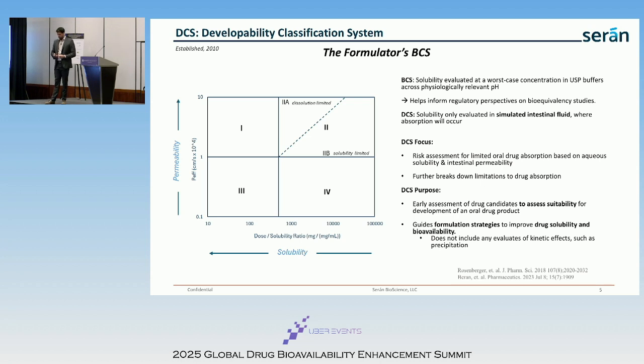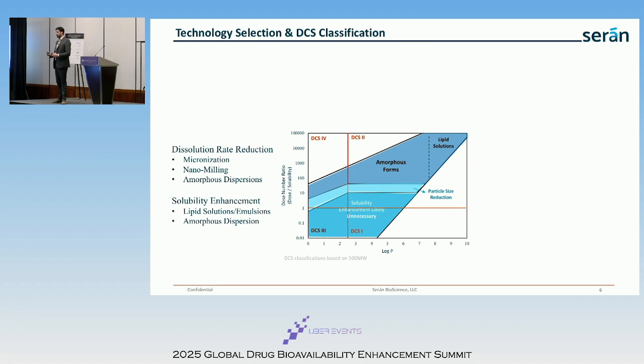All right, so we can take that exact same DCS plot and we can superimpose it over some of our technology choices. And the axes are flipped here, right? So we have log P down on the bottom as our stand-in for permeability. Log P also gives us a little bit of information about which sorts of lipid or emulsion formulations we could turn to, right? And then of course, dose number is on the y-axis.